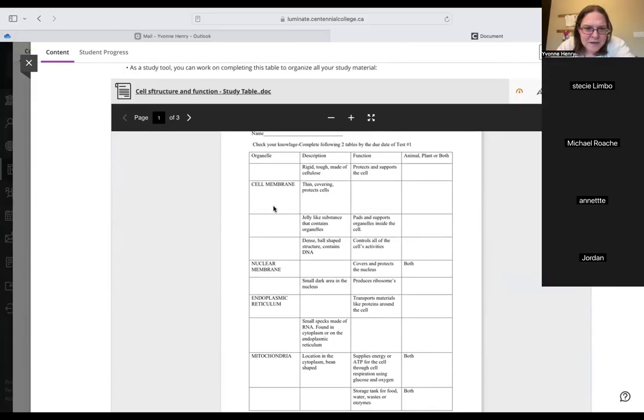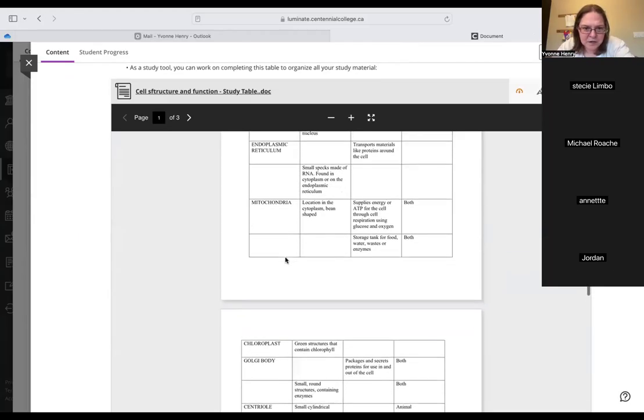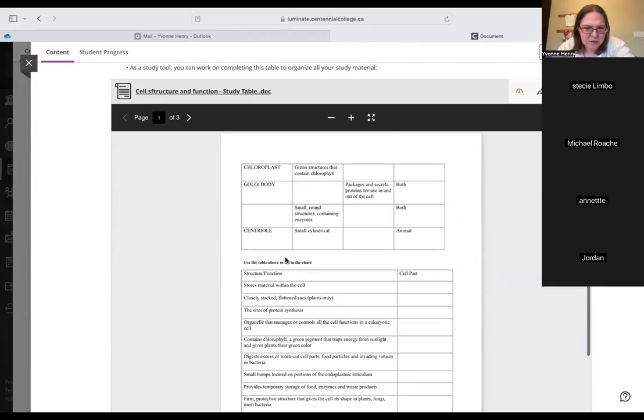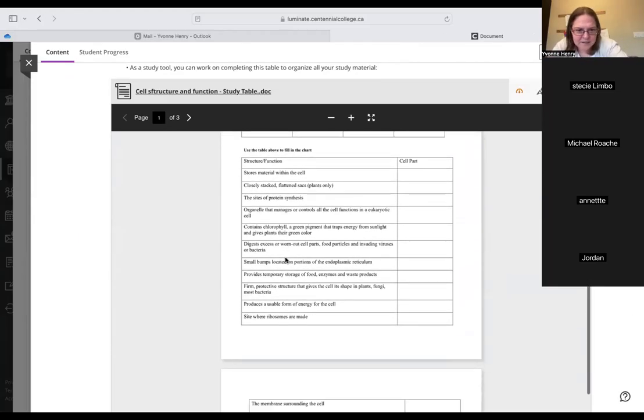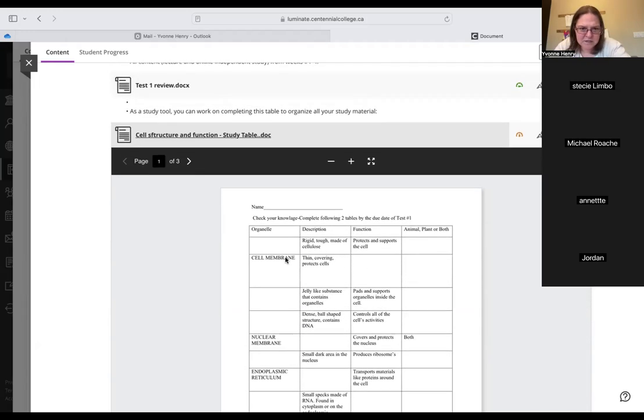So I started making this for you to go through: cell membrane, here's its description, here's its function, here's the type of plant, animal, or bacteria that has it, that kind of thing. If you want to fill out this table as a learning practice tool, you can do it. There's no marks for it. You're not handing it in. It's not required, but if you want to use it as a learning tool, feel free.